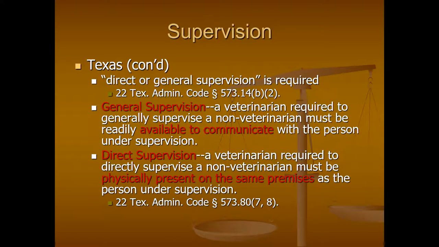The level of supervision required in Texas is direct or general supervision. General supervision is essentially indirect supervision. It means the veterinarian is available to communicate. Direct supervision, as we talked about before, means the veterinarian is physically present on the premises, not necessarily in the same room and not necessarily ready to immediately intervene, but at least on the same premises. So either one of these levels of supervision is adequate.